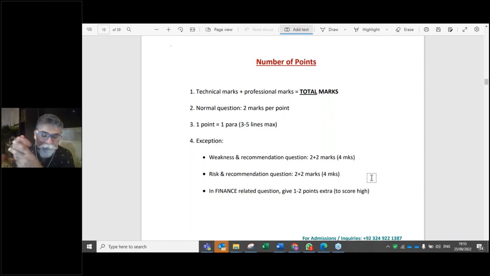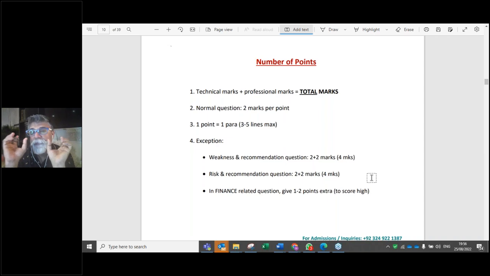Now, number of points. This was another concern of the examiner, that students are not giving a sufficient number of points according to the marks. It's a two-edged sword. If you give fewer points, you will lose marks because you're not giving sufficient points. And if you give more points, you will disbalance your time management, and you might not get marks for so many extra points. So you have to be very, very balanced.